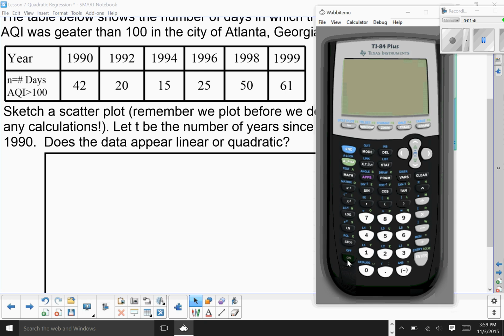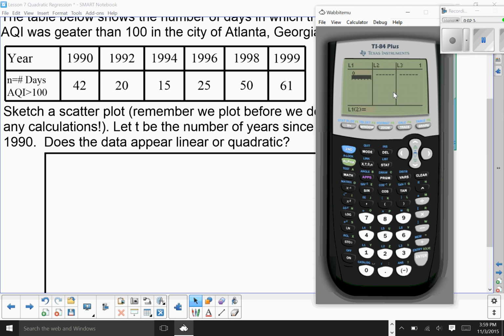We turn our calculator on, clear it, and we're going to do a scatter plot. So the first thing I'm going to do is enter my data. I hit Stat, bring up Edit, and I hit Enter. I'm going to put my X's in list 1 and my Y's in list 2. Now when I do this, I'm not going to put 1990. That's a big number. Instead, I'm going to use 0 for 1990.